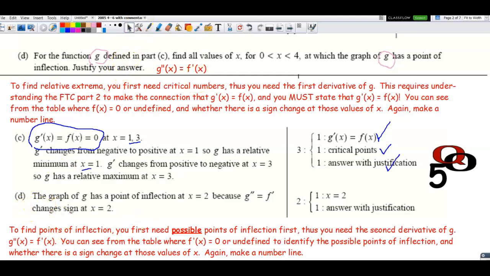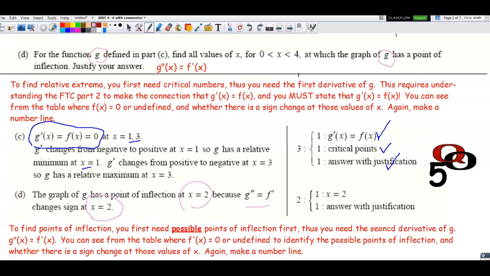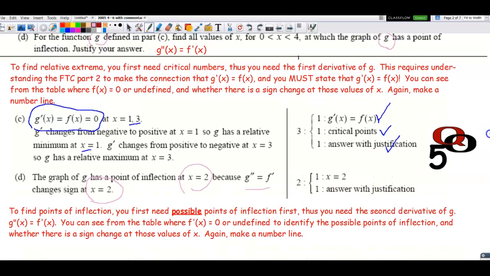So we're going to see the answer D. The graph of g has a point of inflection at x equal to 2 because the second derivative of g, which is the first derivative of f, changes sign at x equal to 2. Now let's pay attention to the note down here. To find points of inflection, you first need possible points of inflection. Thus, you need the second derivative of g. You can see from the table where f prime of x equals 0 or is undefined, don't forget about that, to identify the possible points of inflection and whether there's a sign change at those values. 1 point for identifying x equal to 2 and 1 point for the correct justification.